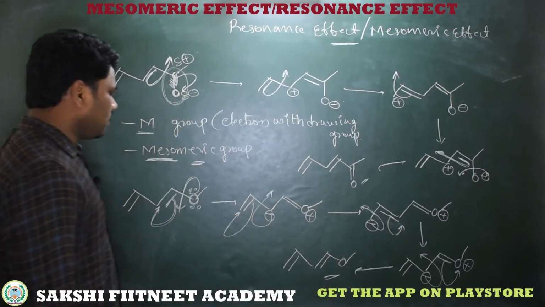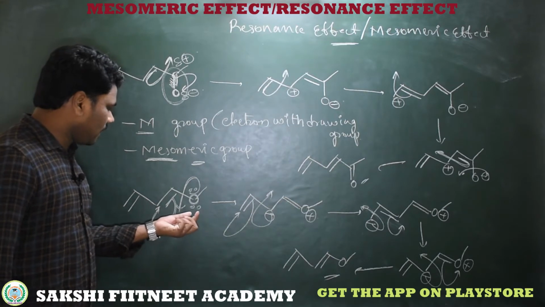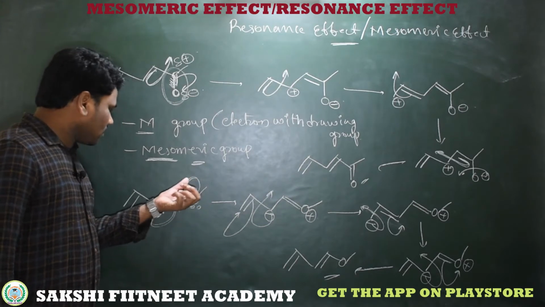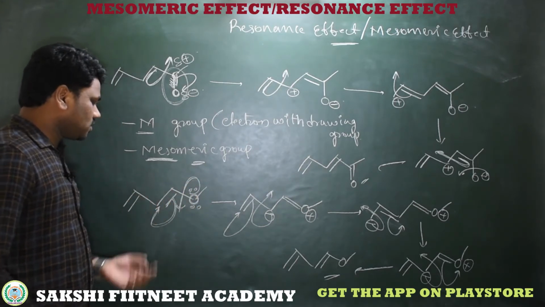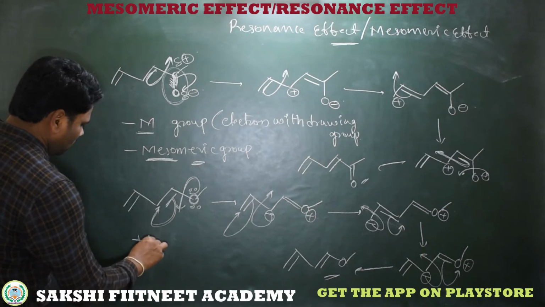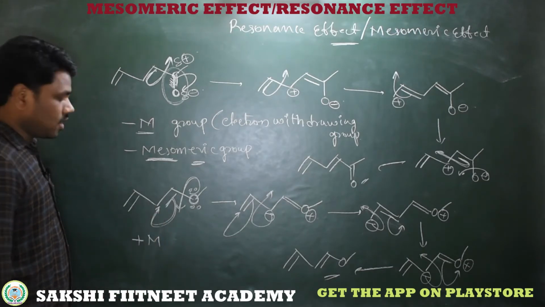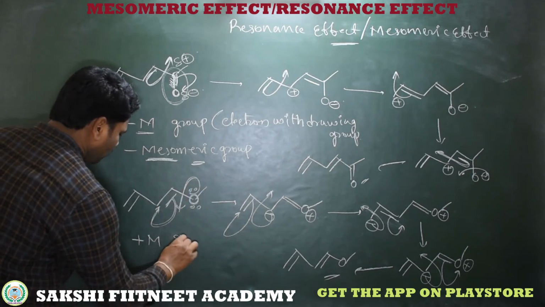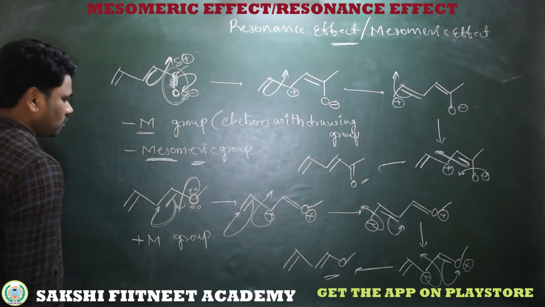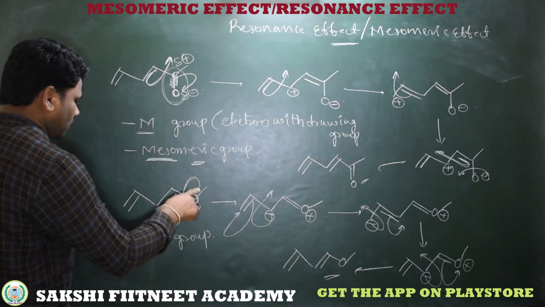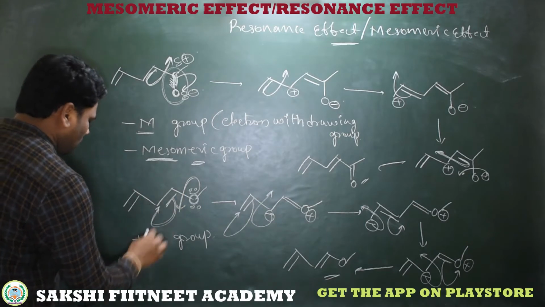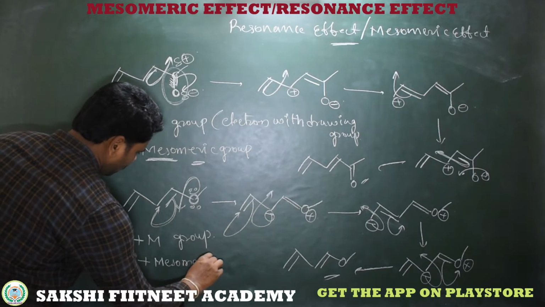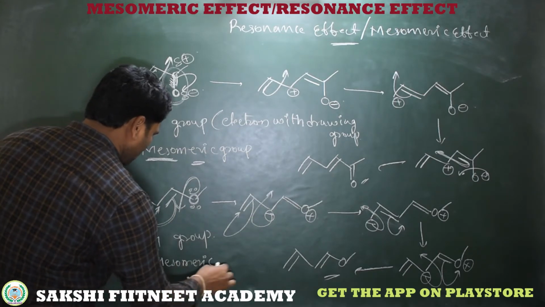So this is the resonance due to the presence of an element having a lone pair. That lone pair is shifting towards conjugation, and that is called the plus M effect. The group which donates its lone pair is called a plus M group, and due to this plus M group, resonance occurring towards the conjugation is called the plus mesomeric effect or plus resonance effect.